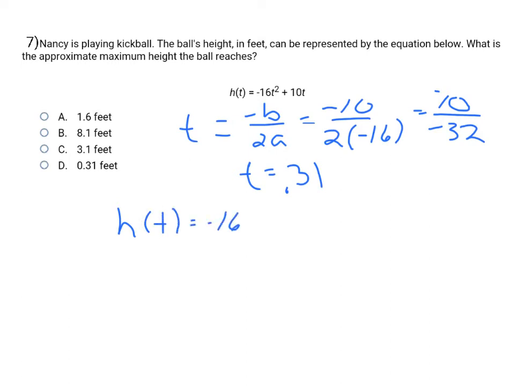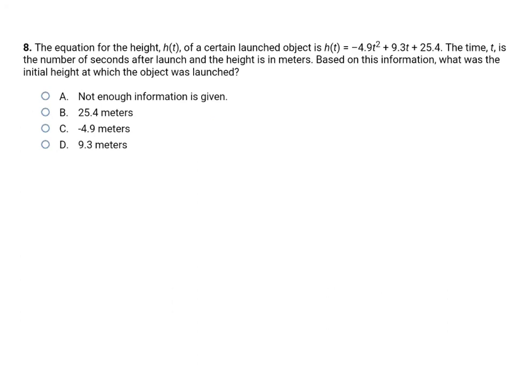So now I'm just going to have to substitute that time into the equation to get my height. So I'm going to have negative 16 times 0.31 squared plus 10 times 0.31. And then I'm just going to have to work that out in order to find the height. You can plug that all into the calculator or work it out step by step. But when you do that, you should get a final answer that's rounded to 1.6. And so that is the maximum height that my ball is going to reach, which is letter A.